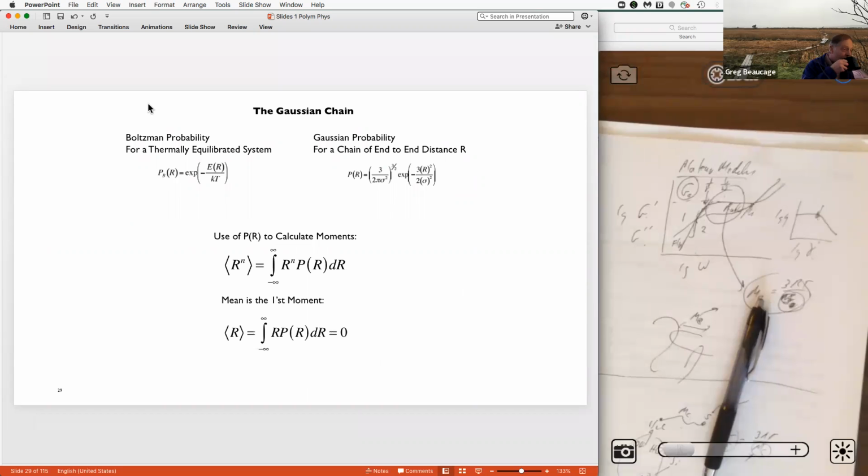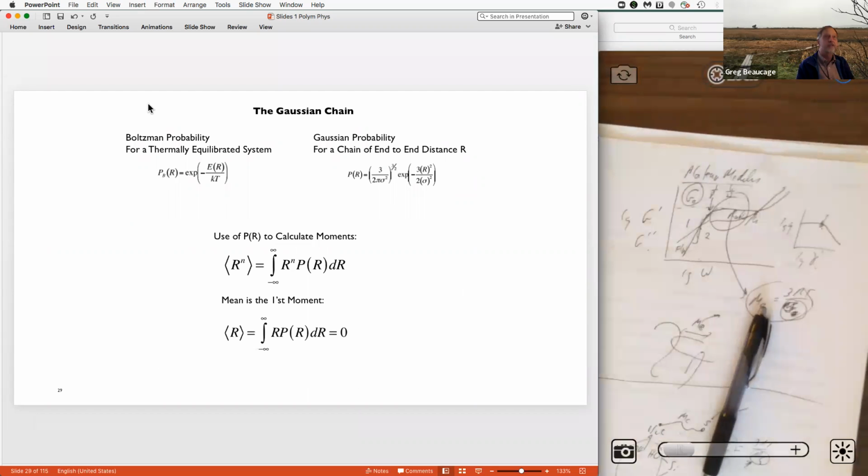Right? So anyway, there's more to do with this, with the exponential stuff. So let's see.